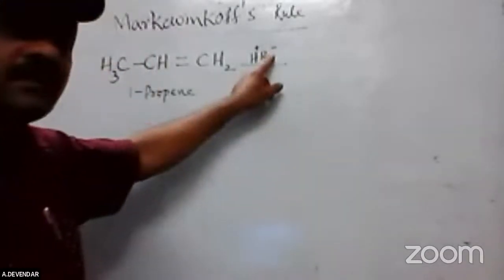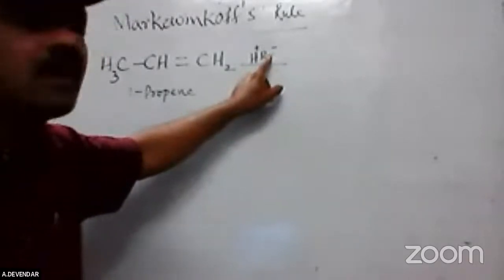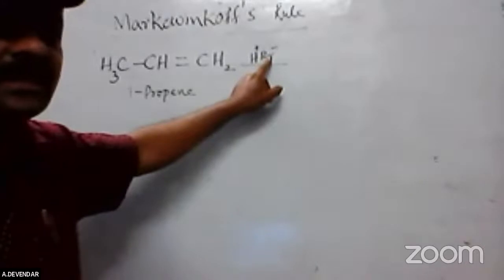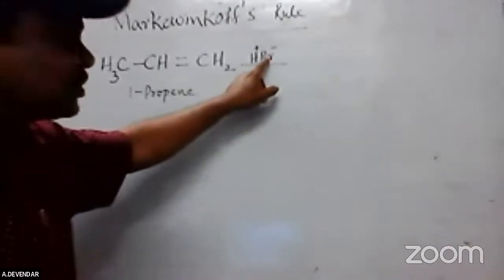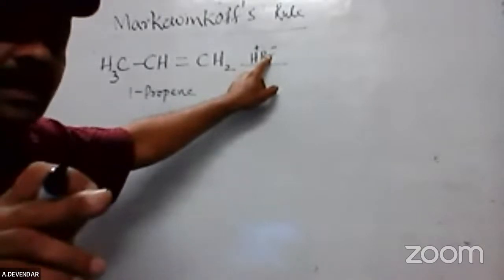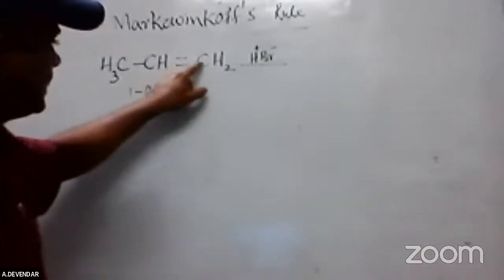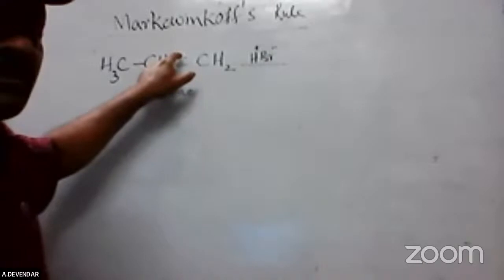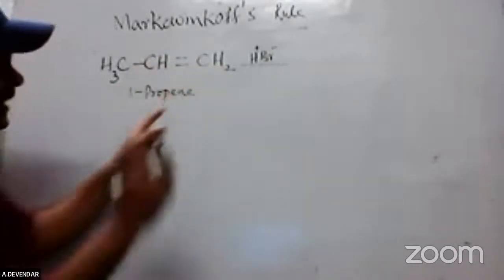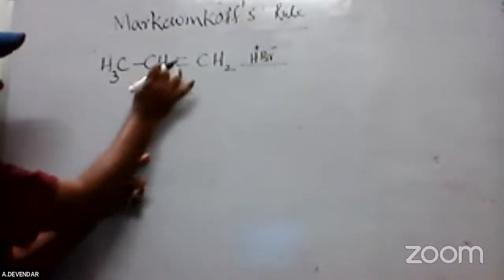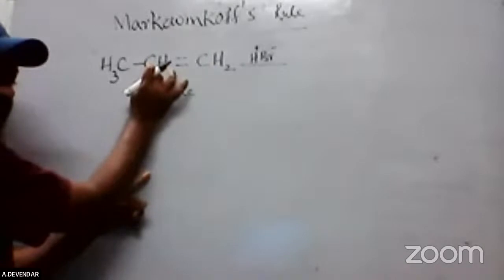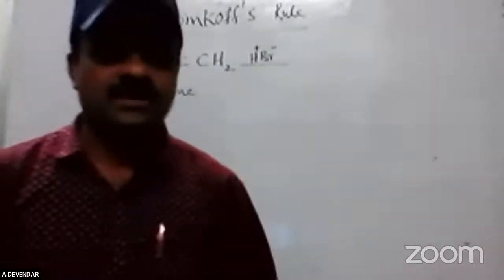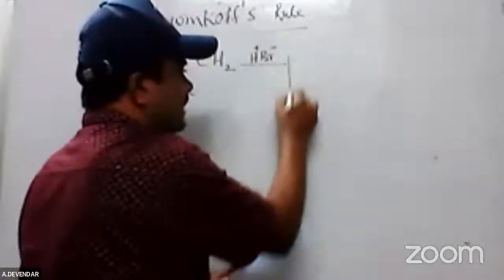The negative part of the addendum goes to that carbon which is attached to the double bond and has fewer hydrogen atoms. The second carbon has only 1 hydrogen, but the first carbon has 2 hydrogens. The carbon with the least number of hydrogen atoms leads to the formation of the major product. So there is a possibility of 2 isomers.